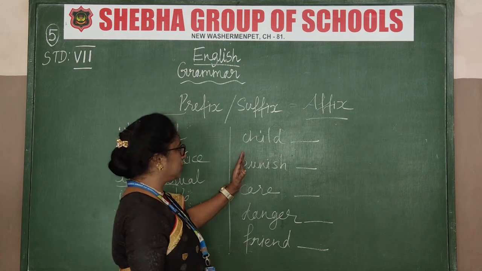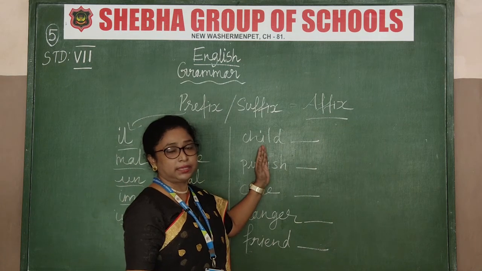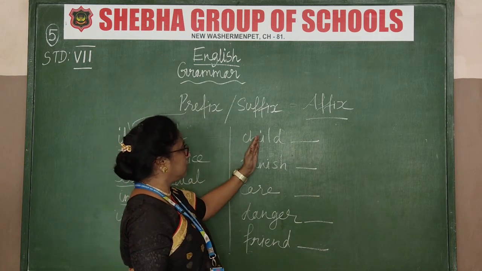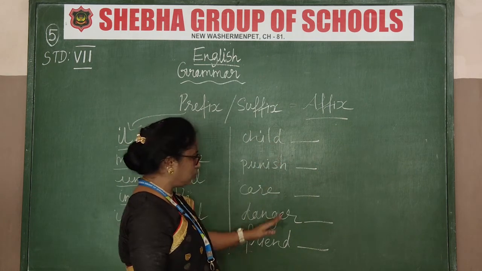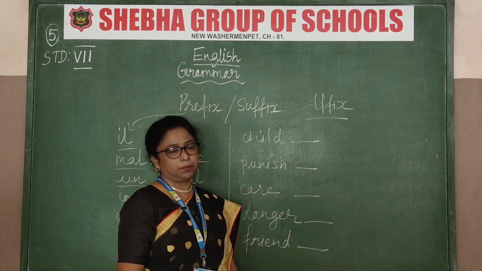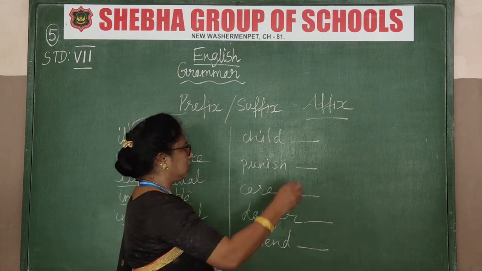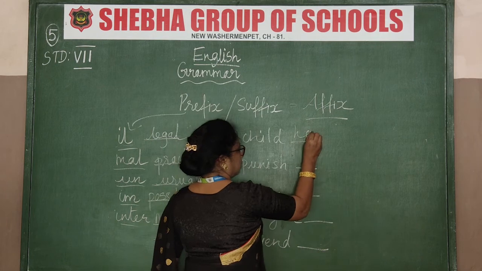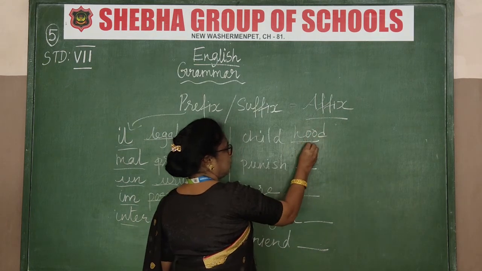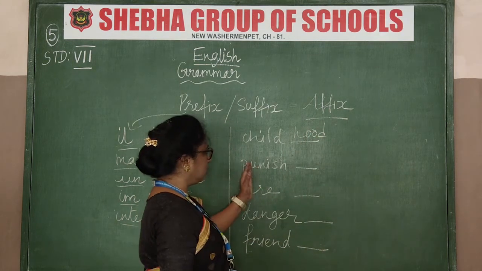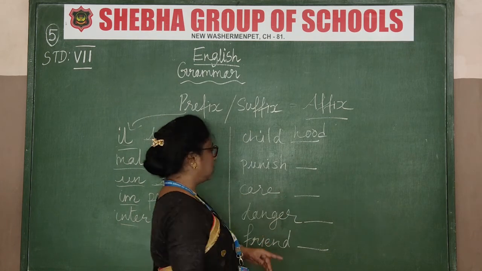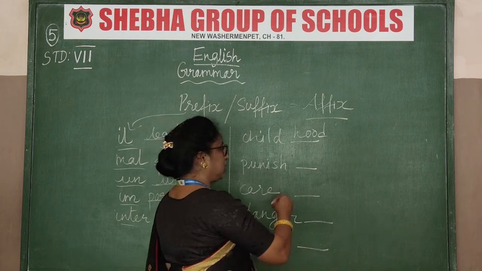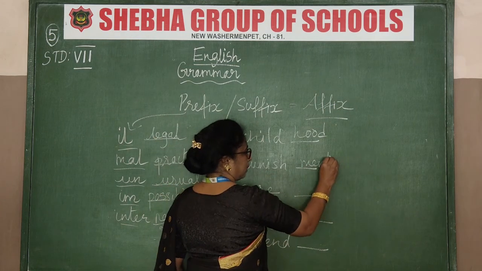What is suffix? Suffix comes after the word. It is placed after the word. Prefix is placed before the word. The suffix is placed after the word. So I have given you some words. What kind of suffix can you write? Say child. What is appropriate? Childhood. So hood. This is the suffix. Word is given. You have to write the suffix. Now here punish. What can you give? Punishment. This only is appropriate.